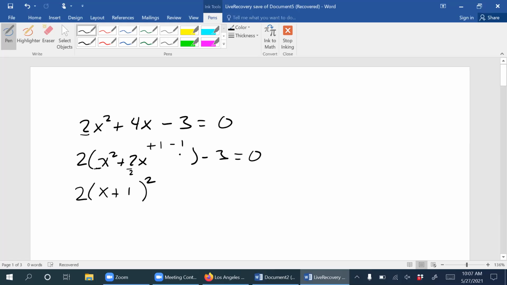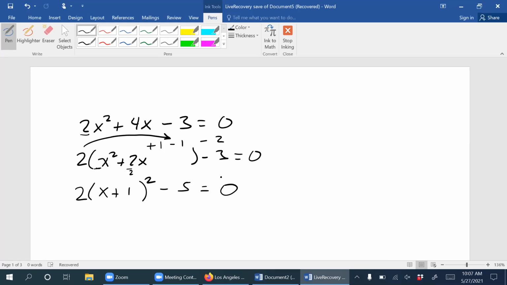Now we practice this. We have to multiply the 2 by this last one to get rid of it. 2 times negative 1 is negative 2, and we're left with negative 5 at the end. So us completing the square, as you guys have practiced completing the square repeatedly, hopefully you guys are used to this process now.